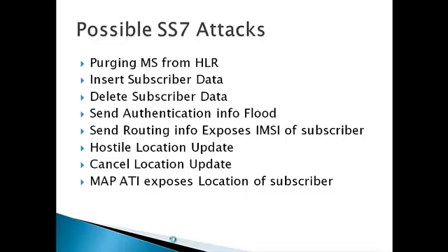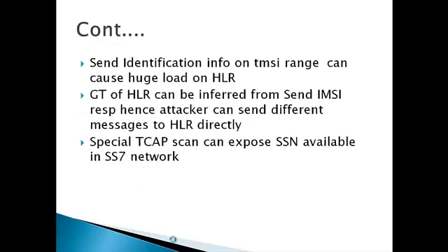Send authentication info flood could cause huge load on the HLR. Send routing info exposes the MSC of the subscriber, which is a leak of the subscriber's privacy. Hostile location update and cancel location update can cause user-targeted denial of service. If proper filtering is not done, MAP ATI exposes the location of the subscriber. Send identification info on a TMSI range can cause huge load on the HLR, which could cause slow working of the HLR.